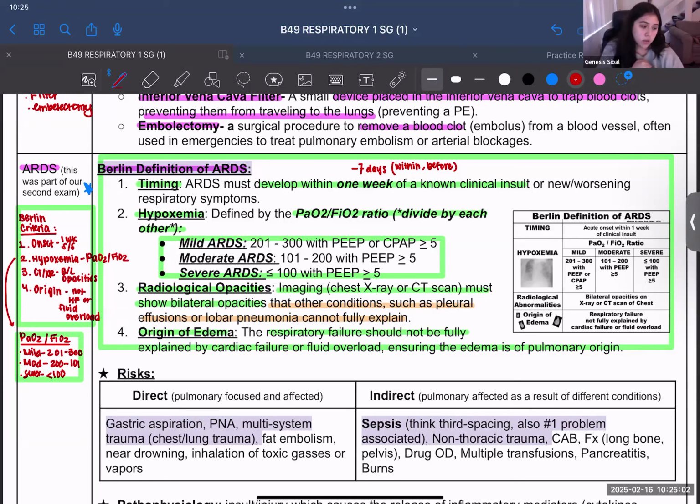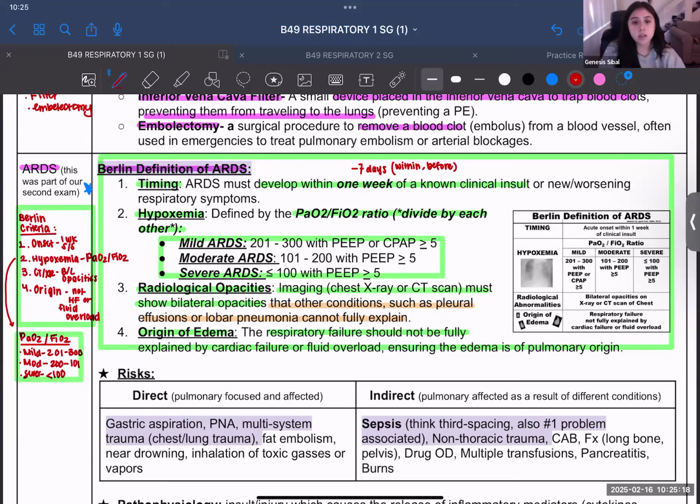So that one, you fully have to know that one too. She'll ask you that. It'll be basically a select-all-that-apply, I'm pretty sure. So if they don't have that, that doesn't support it. So it's pretty obvious. So far we have one week, CT or X-ray showing that, and then the origin, right?